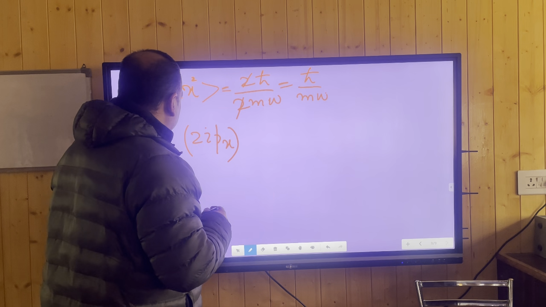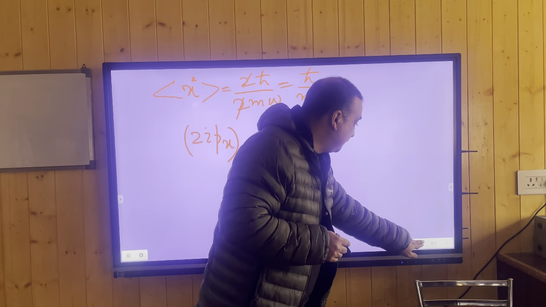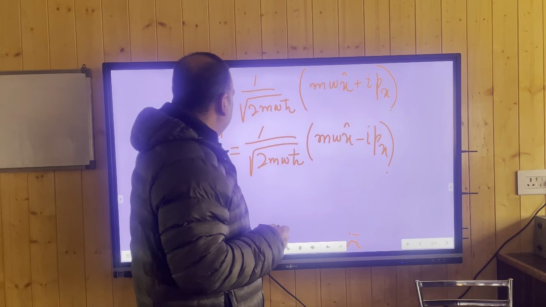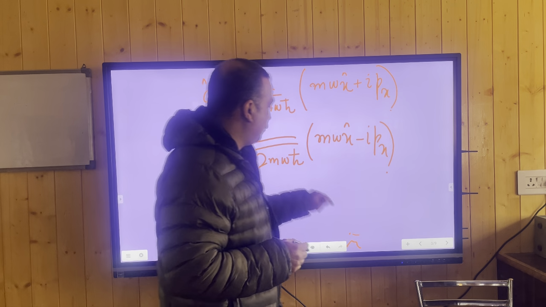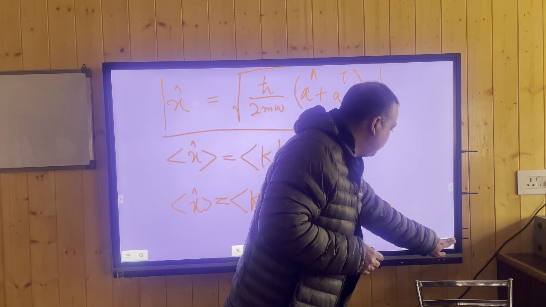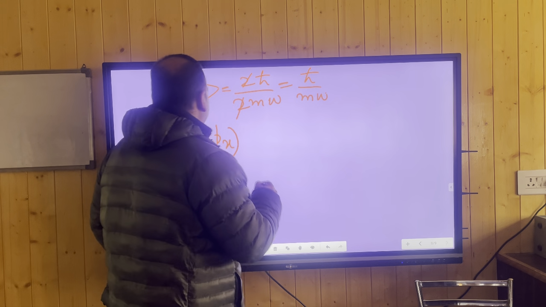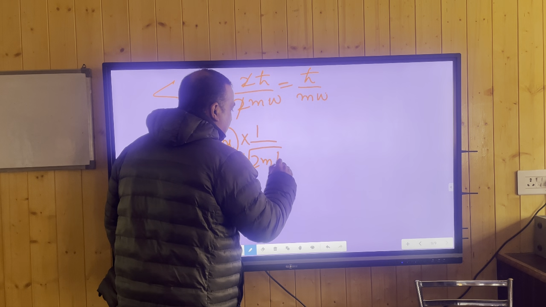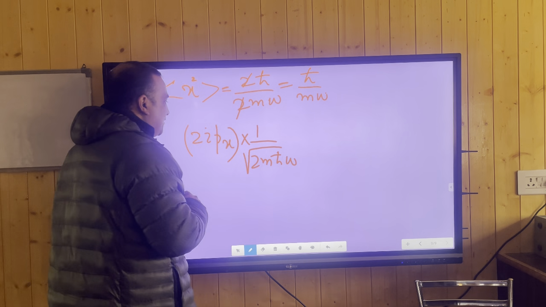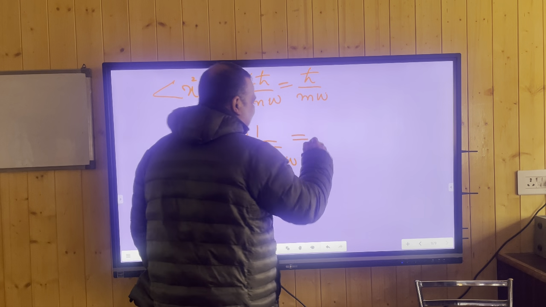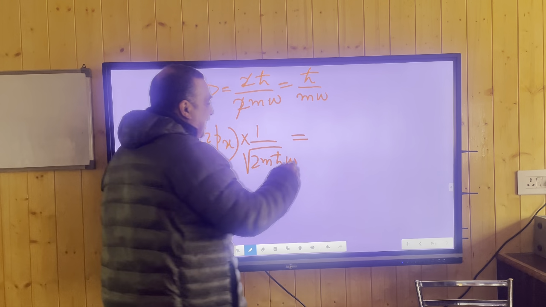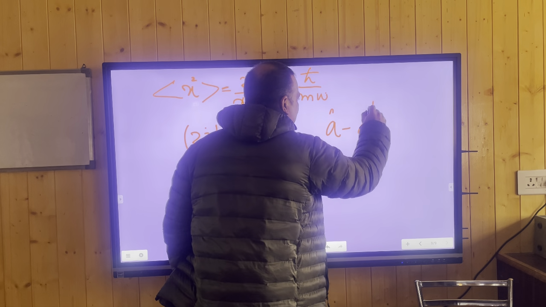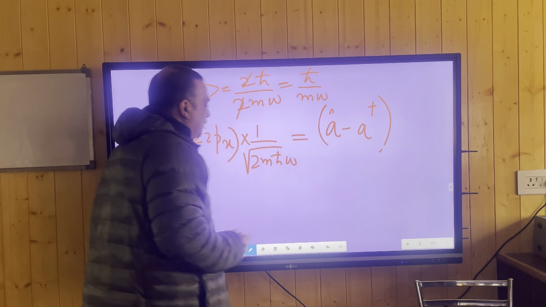I forgot it. What was outside? It is 1 by under root of 2m omega h bar. 1 by under root of 2m h bar omega. Okay, so this thing will be equal to, because you are subtracting these two equations, and that subtraction will lead us to A annihilation minus A creation. This is what we are doing basically.